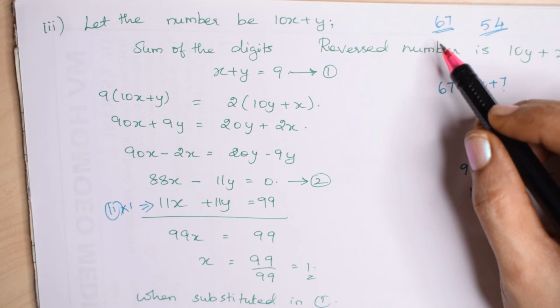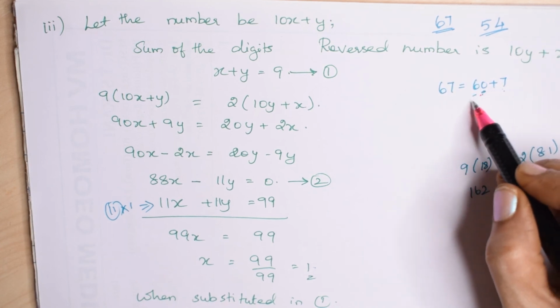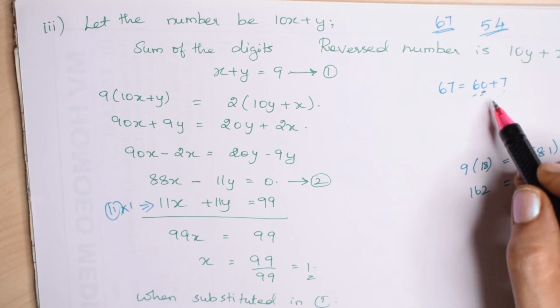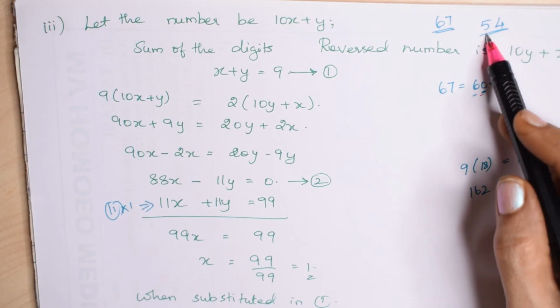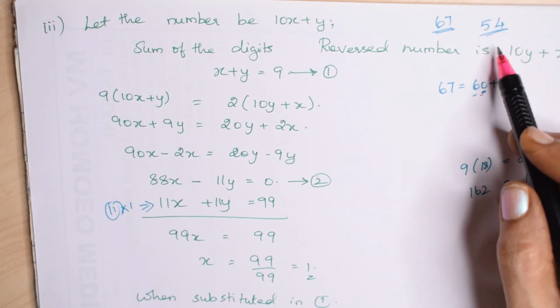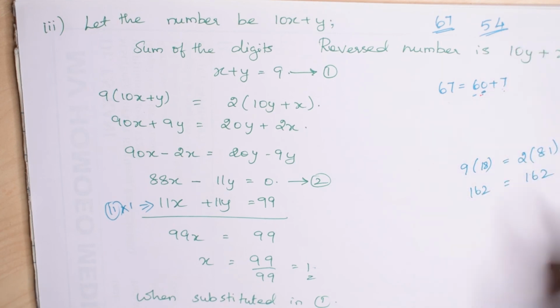So what does it mean? 67 is 6 into 10 plus 7, 60, only then it gets 60, right? The same way, suppose this number 54 is there. How do I call it? 54 means 5 into 10 plus 4.